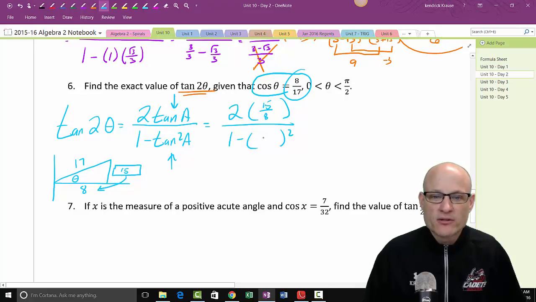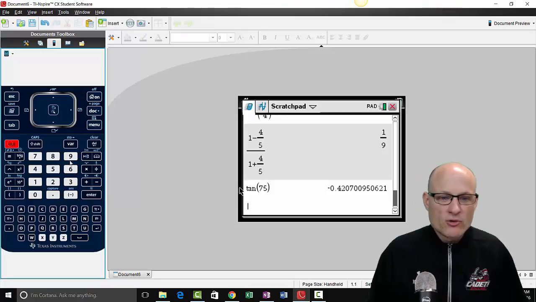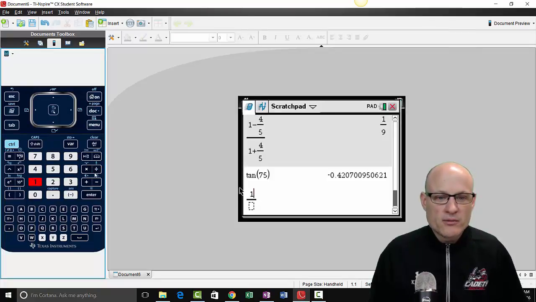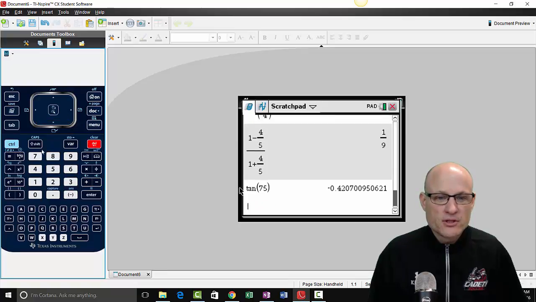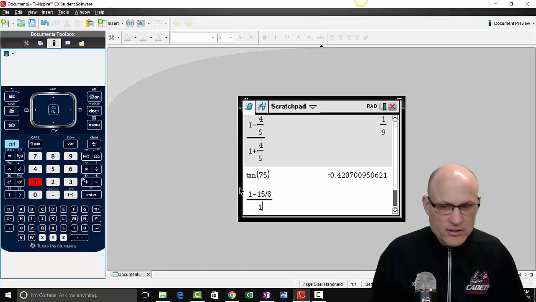15 over 8, excuse me. 15 over 8. So we'll type this into the calculator. Control division. 1 minus 15 over 8 all over... That's just not good. Control division. 1 minus 15 divided by 8 all over 1. Isn't the top plus?